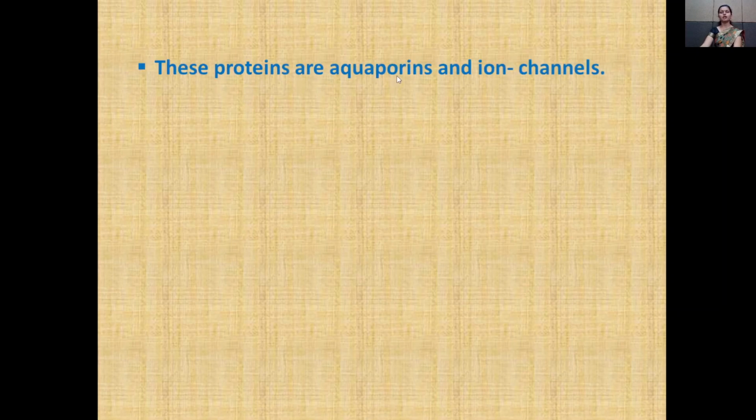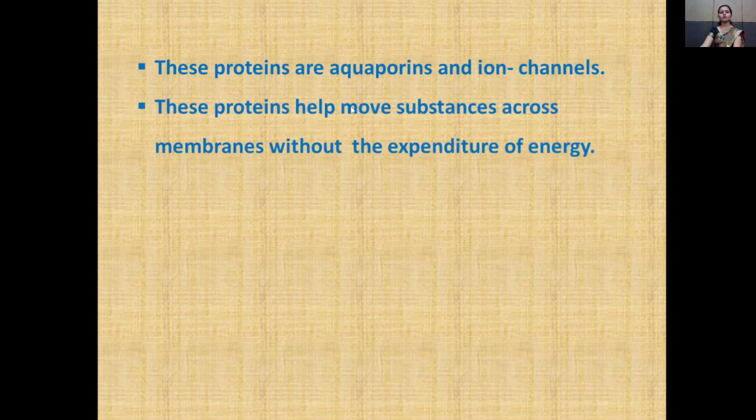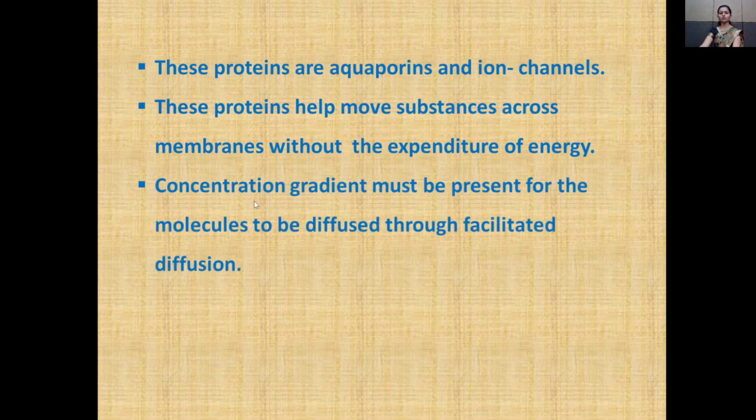These proteins are aquaporins and ion channels. These proteins help move substances across the membrane without the expenditure of energy, meaning here there is no use of energy. A concentration gradient must be present for the molecules to be diffused through facilitated diffusion. Go to the next slide.